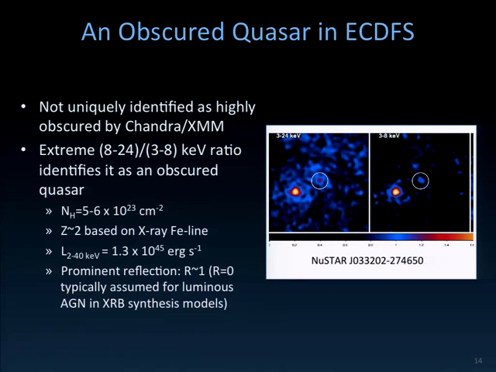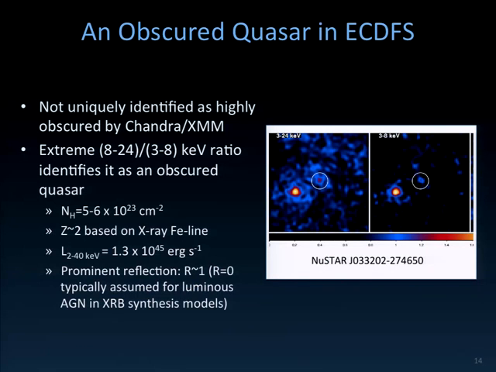But there is a redshift. We do detect an iron line and an iron edge, which puts this at a redshift of 2. And the luminosity is very definitely in the quasar regime. But what's interesting is that with the broad NuSTAR band, we can constrain the reflection fraction, which we find is actually fairly prominent reflection.